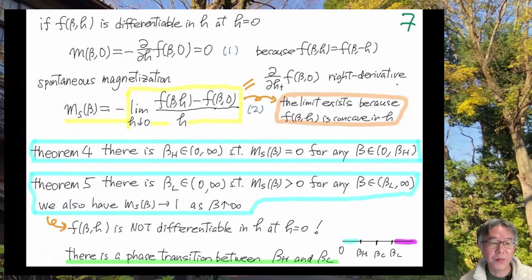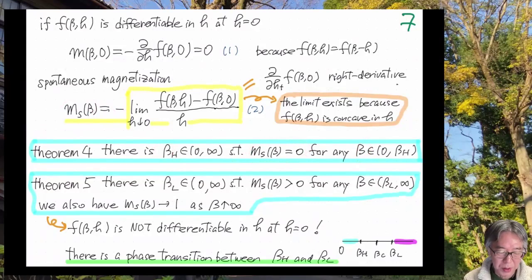First of all, theorem 4, which will be proved in part 4, says that there is a constant beta_H, where H means high temperature, such that for any beta less than beta_H, this spontaneous magnetization is 0. So nothing weird happens. So this is differentiable at H equals 0.